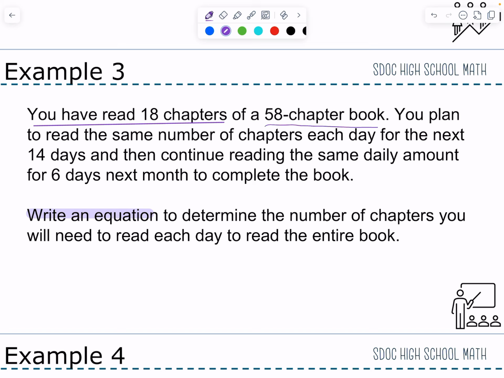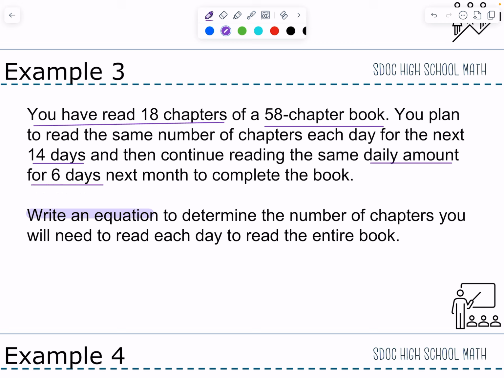There's 58 chapters total in the book. Again, these things are in the past. They're not changing. You had 58 chapters. You read 18 chapters. You plan to read the same number of chapters each day for the next 14 days. So for 14 days, you're going to read a certain number of chapters. Then you're going to continue reading, but for the next 6 days, it's going to be a different amount. So a daily amount for 6 days.